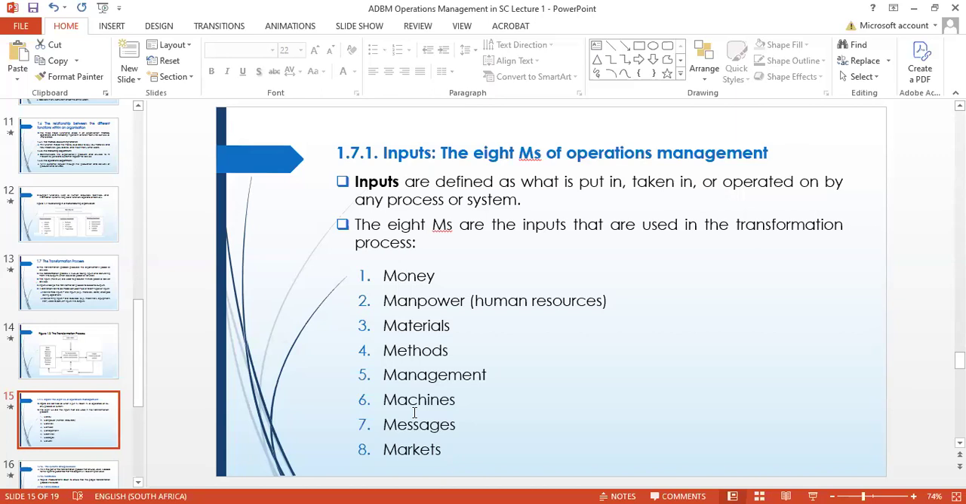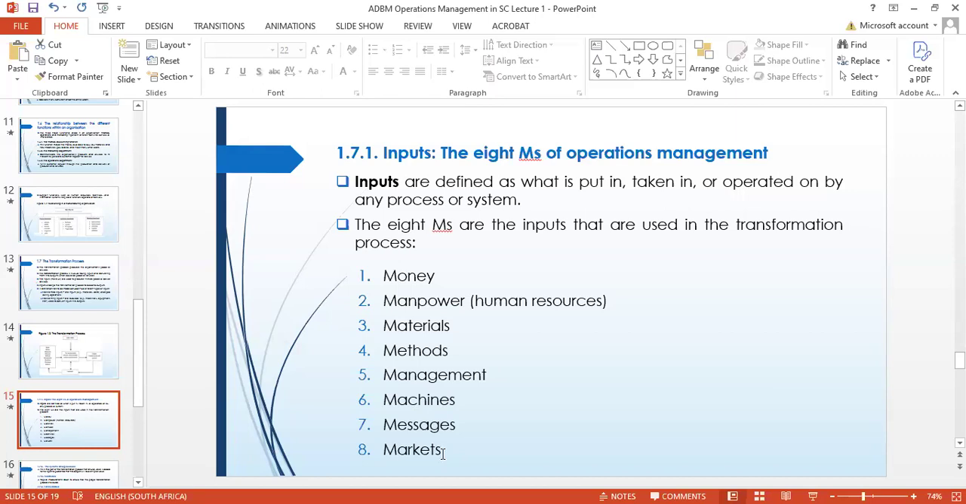The finance, the production department wants money, and then it's going to communicate with the operations department. Those are the messages. So the operations manager should ensure that messages are communicated effectively between the operations function and other functions within the organization. And then the markets is the last. We're talking of all the buyers of a product or service in a given area. That's the market, which is going to be considered by the organization.